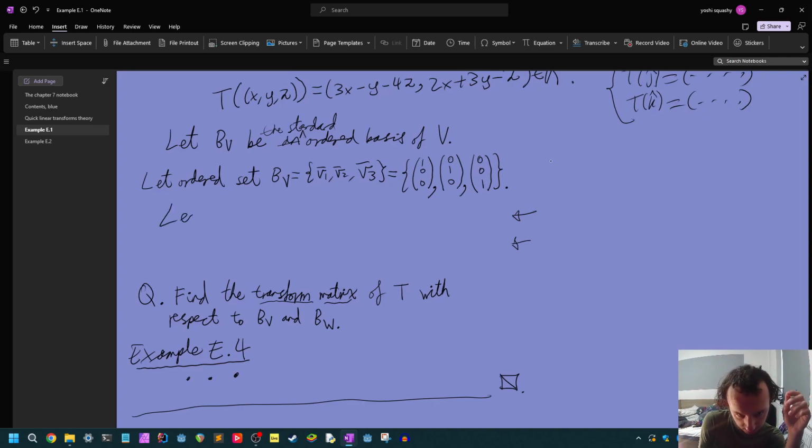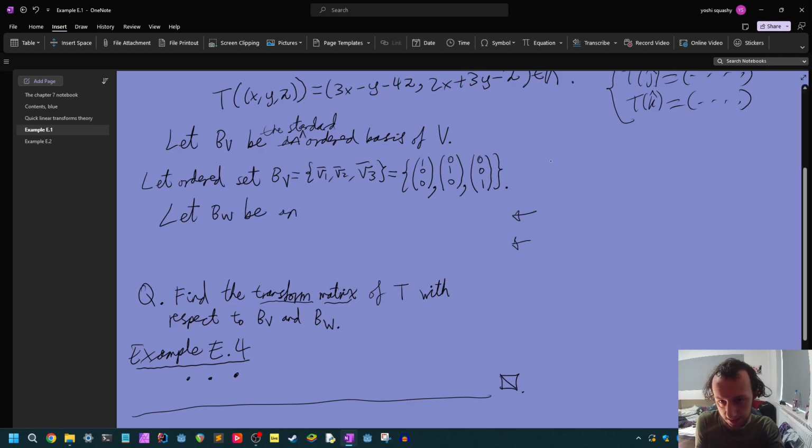And now we're going to write out what we're going to do for W. So we're going to say let B_W be an ordered basis of W. It's going to be the standard one, but we're going to write it out. And the key thing is that this process we're going to do is going to work for non-standard bases, as long as it is a basis.